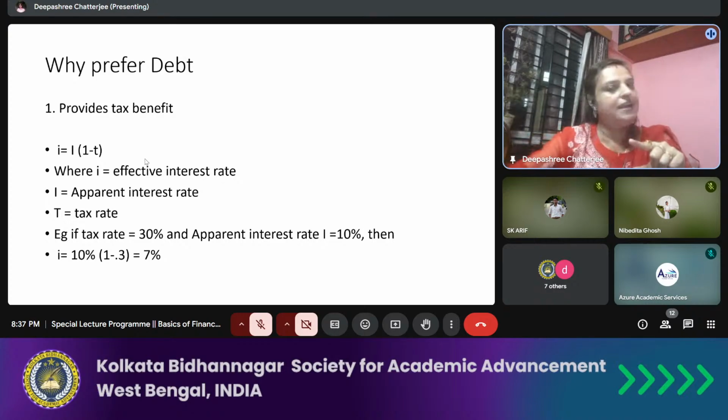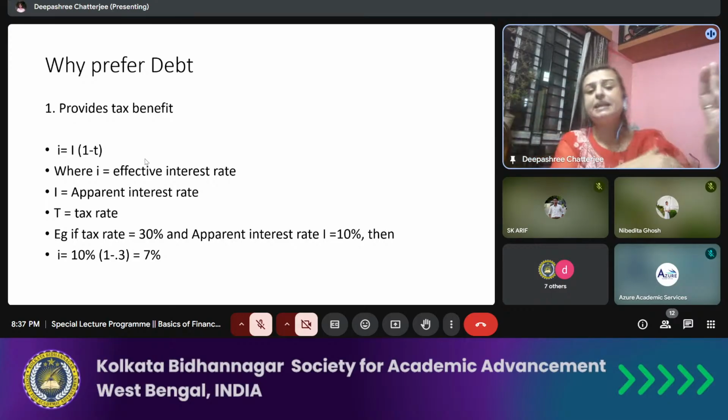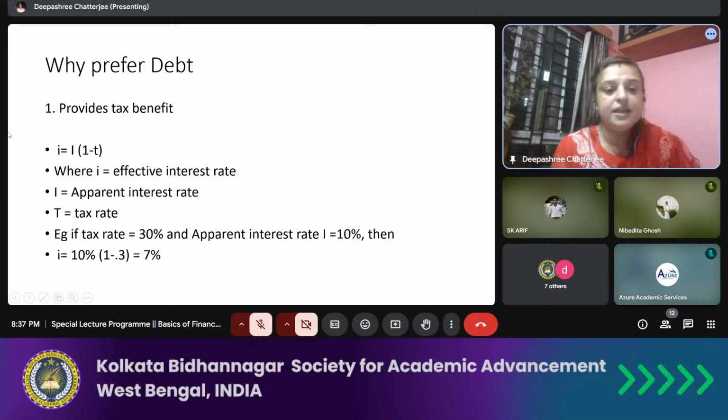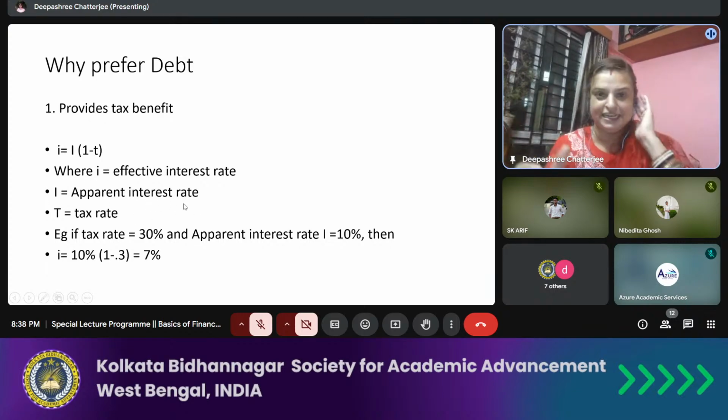So the effective interest that I'm paying is not 3,000 rupees, but 3,000 minus that 900 that I have saved in the form of tax. So my effective interest is 3,000 minus 900, that is 2,100 rupees. This is very well represented in the form of a formula. That is, small i is equal to capital I into (1 minus t), where small i is your effective interest rate and capital I is your apparent interest rate, that is the visible interest rate that is there in front of all of us, and t is the tax rate.